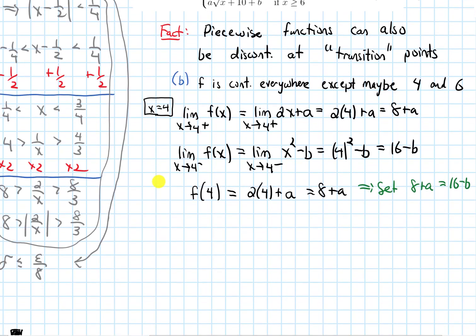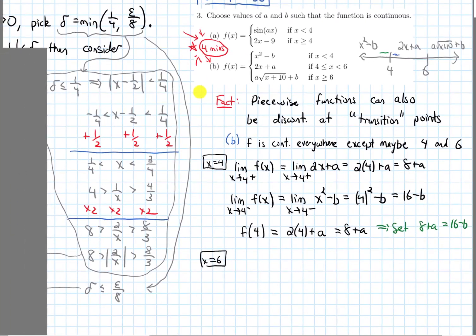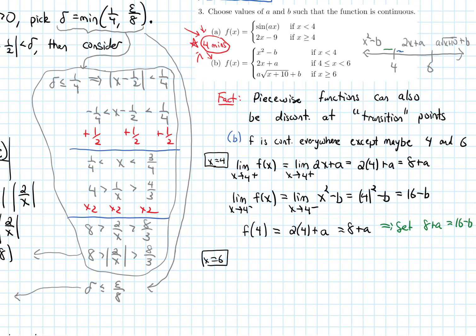All right, now let's do it for x equals 6. In fact, let's zoom it out a little bit so I can still see it. So for x equals 6, we will do the limit as x approaches 6 from the right. We will do the limit as x approaches 6 from the left. And we will also plug 6 into our function. So let's do the limit as x approaches 6 from the right.